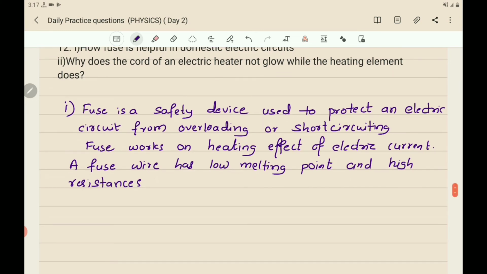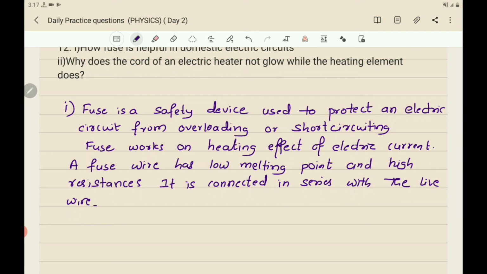It is connected in series with the live wire.